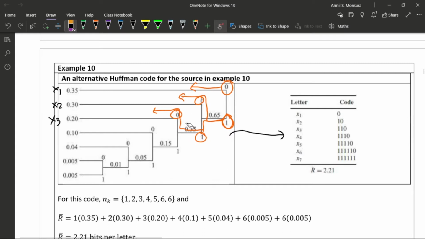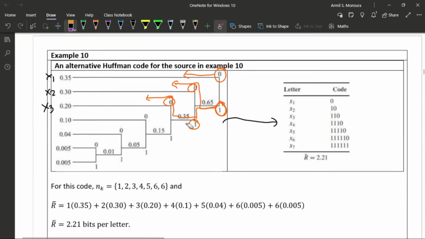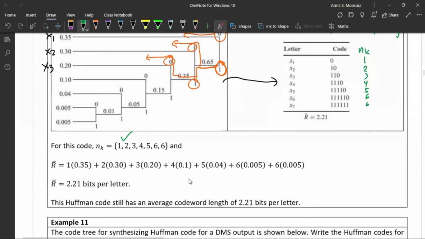And now let us try to characterize this code. If you notice, compared to the previous code that we have generated, the set of code word lengths is different now. The set of code word lengths for the previous code that we synthesized is 2, 2, 2, 3, 4, 5, 5. This time, for the code that we synthesized using the alternative solution, it is 1, 2, 3, 4, 5, 6, 6. Now computing R bar, again, R bar is equal to the summation of nk times the probability of the occurrence of an alphabet.